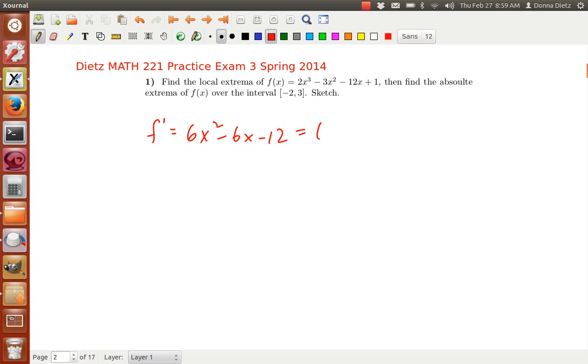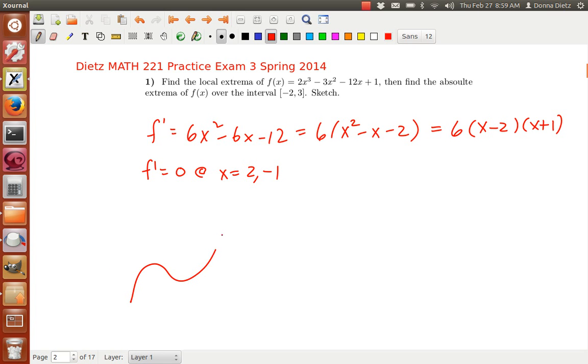And you say, wait a minute, there's a 6 that I just don't need for the next step. Aha. This guy factors. We don't have to use the quadratic formula. Good. All right. So f prime equals 0 at x is equal to 2 and negative 1. So you already know that it's this kind of situation. Okay? All right. We need to know what the f value is at 2 and negative 1 and negative 2 and 3, and that will be enough information.